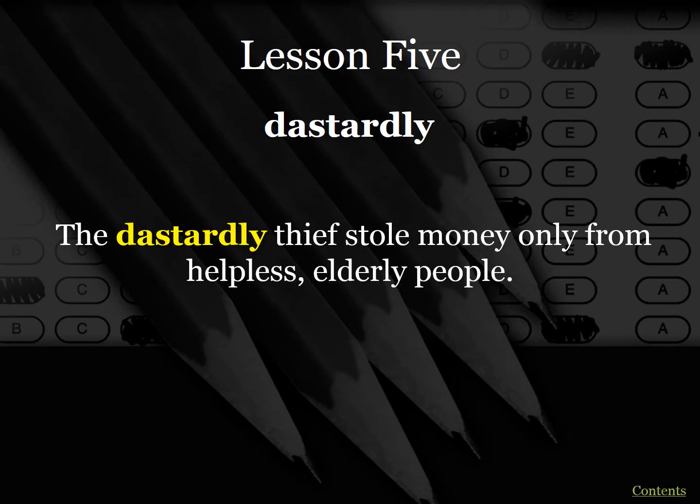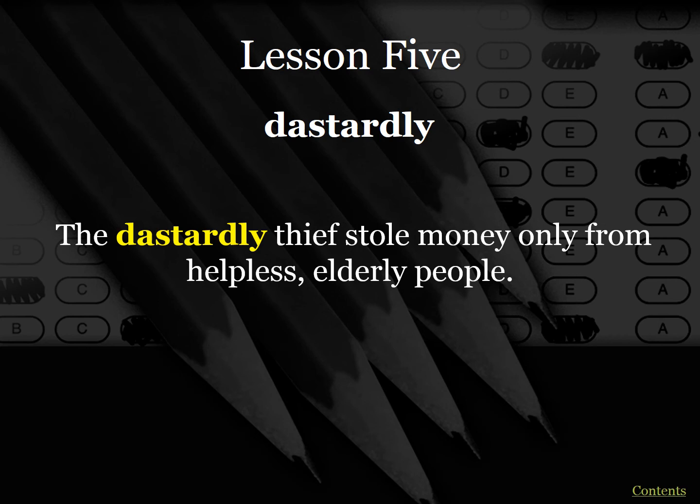Our next word is dastardly. Even though this ends in ly, it's not going to be an adverb because it's modifying a noun, which is thief, so that's going to be an adjective. The dastardly thief stole money only from helpless elderly people. So obviously, you do not want to be described as dastardly.